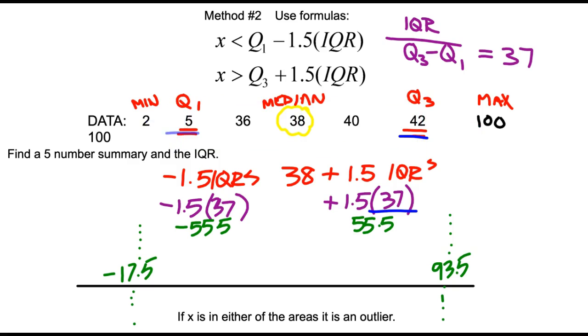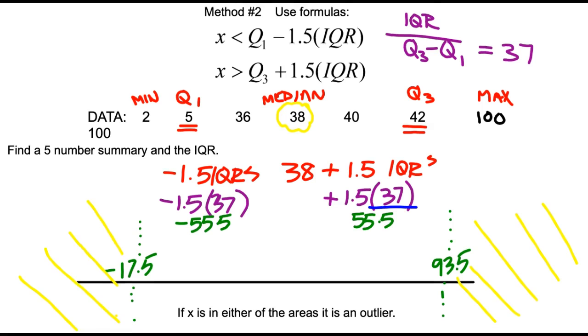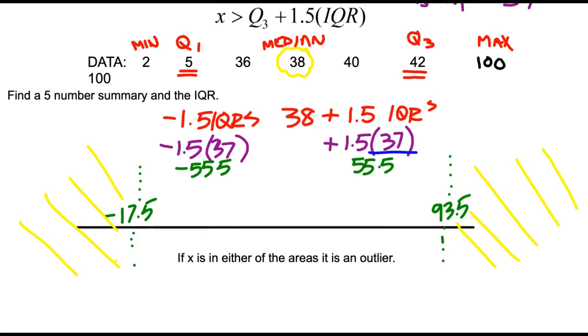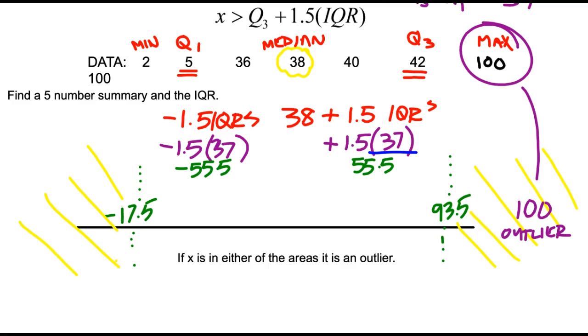I'm going to erase all the evidence there. So if X is in either one of these areas outside of here, greater than here, or less than here, then it is considered an outlier. Any outliers in this data set? 100, right? 100 would be over here, and so 100 we would deem as an outlier.